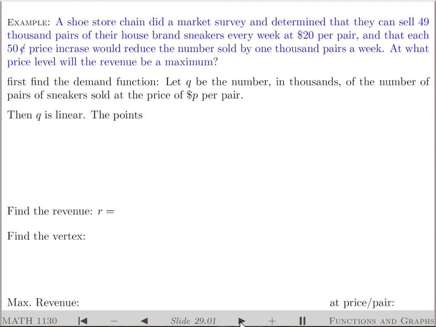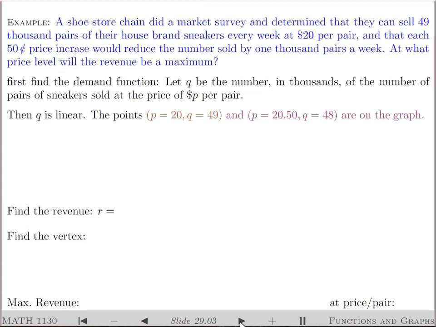So we have some information. Let Q be the quantity and P the price. Then because the demand changes at a uniform rate, this would be a linear function. And one price point they give us is at $20 per pair, they sell 49,000 pairs. Let's leave the 1,000 out. Let Q be the number in thousands of pairs. So that gives us the price point P equals 20, Q equals 49.